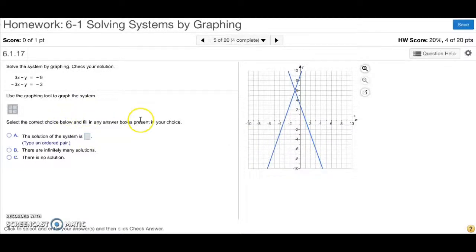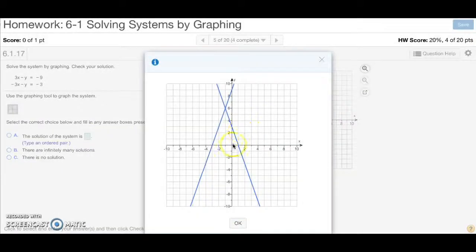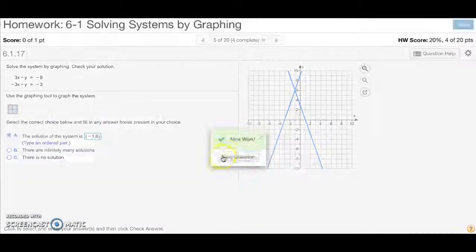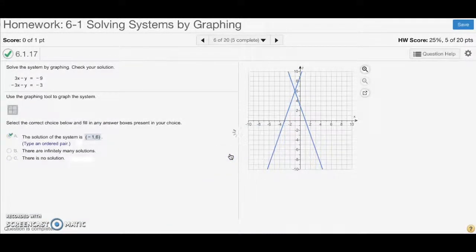That is my graph. Now the solution is where they intersect, which is at negative 1, 6. So parentheses, negative 1, comma 6, parentheses. Check Answer. That will be number 5.